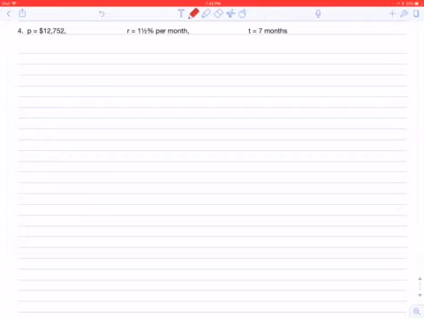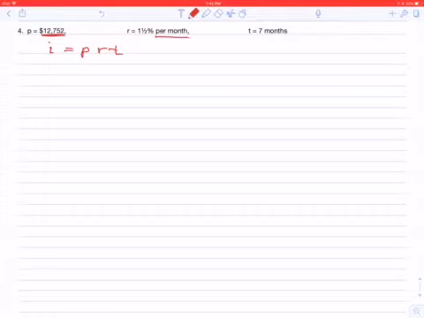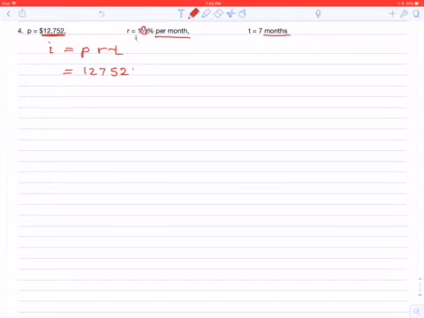Fourth example. To calculate the simple interest, if the principal is $12,752, the rate is 1.5% per month for a period of 7 months. Using the simple interest formula, it's 12,752. Now I need this 1 1/2% as a decimal. So that's 1 divided by 2, that's 0.5, so I'll have 1.5%.